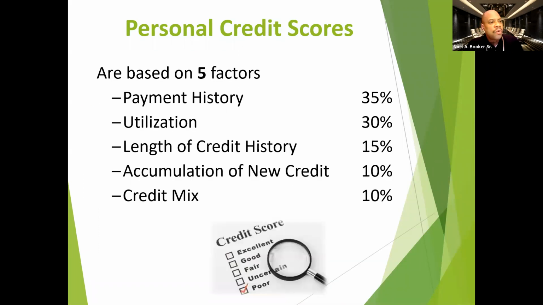So with personal credit, there are five factors that affect your credit score. You have your payment history, your utilization, your length of credit history, your accumulation of new credit, and credit mix. And notice that utilization, a lot of people are not aware of that utilization factor, but that's 30% of your score right there.